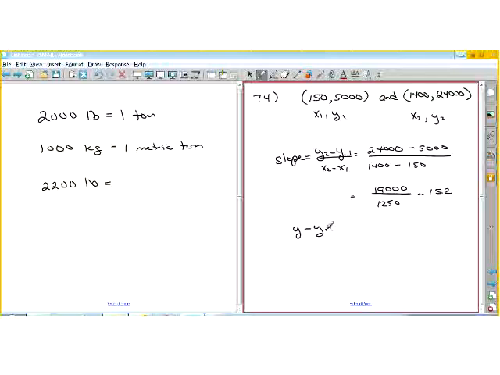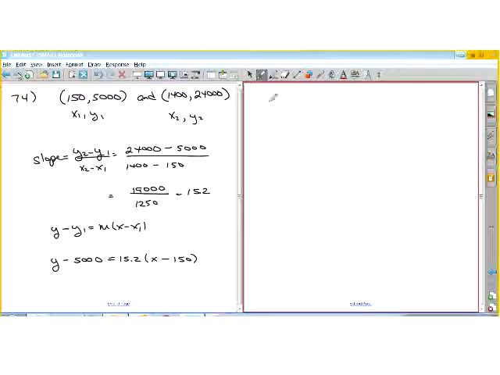So once you have that, then you use the point slope form of the linear equation. Again, it doesn't matter which one you use, so I'm going to use the smaller one. So our variable is y, y1 is 5,000 from here. Slope is 15.2 times x, which is the variable, minus x1, which is 150. So multiply out on the right-hand side, so you get 15.2x. And then you have 15.2 times 150. 15.2 times 150 is 2,280.